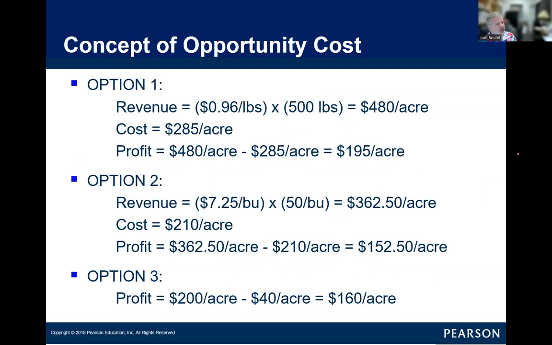So obviously we're going to choose the option that gives us the most profit, right? In this example, option 1 was to grow cotton, so we're going to grow that cotton. Our opportunity cost, what we gave up to grow cotton, was the second best. So which one's our second best? It's the one that would have earned us the next amount of money, which is option 3, the leasing. The profit from option 2 would have been $152.50.